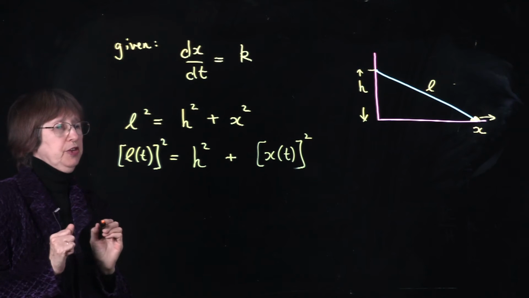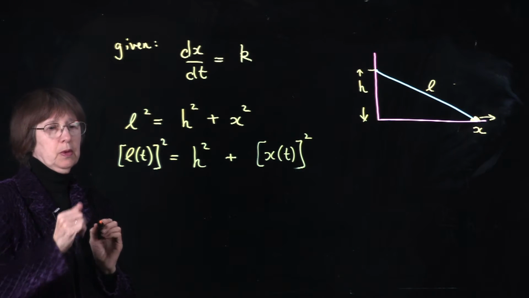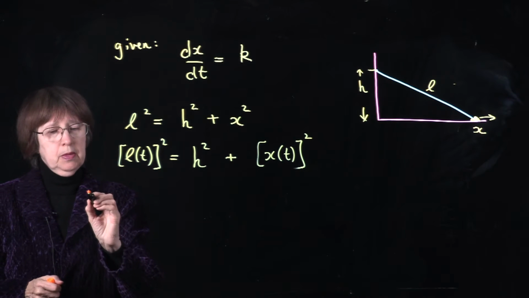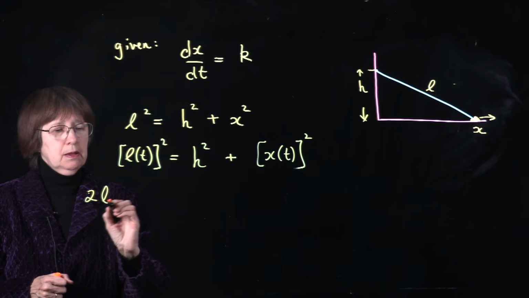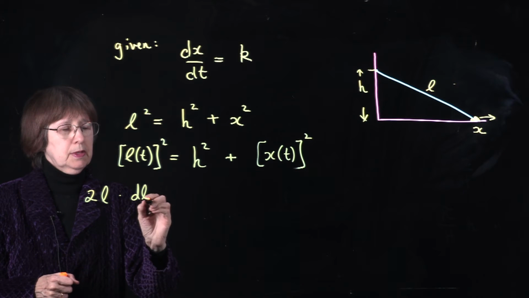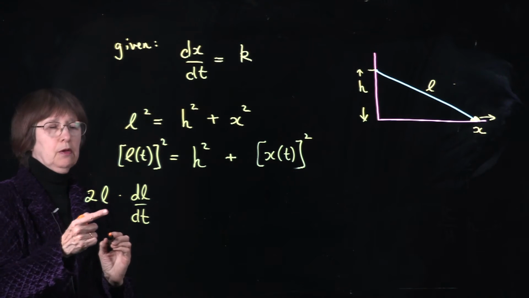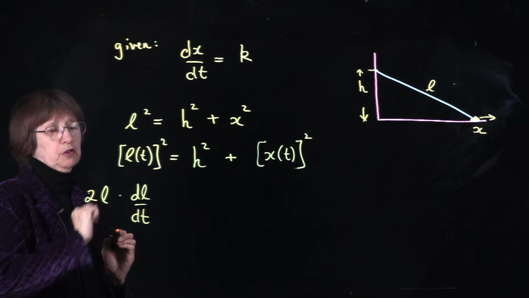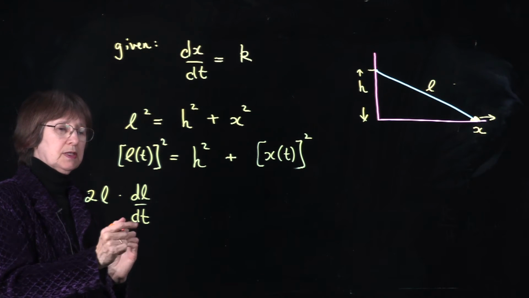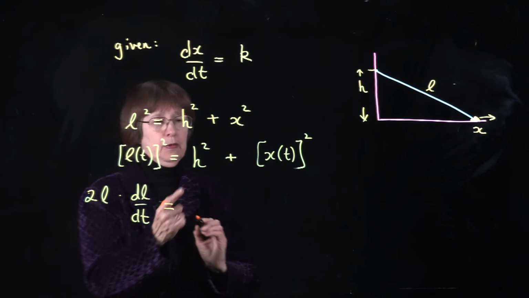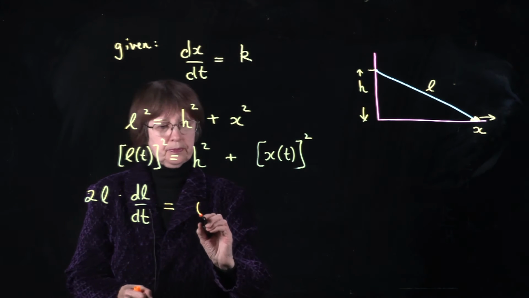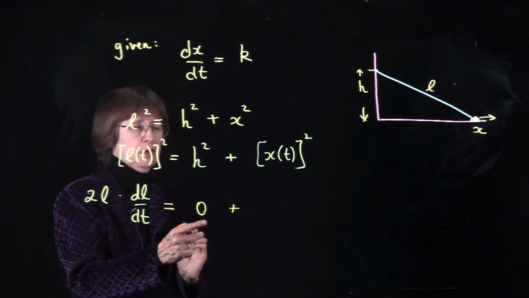Again, when we differentiate, we have to use the chain rule. So on this side, taking the derivative with respect to time, we'll get 2 times L multiplied by dL/dt. The 2L, of course, comes from the power rule applied to this expression as a function of L, and the chain rule gives us this additional factor. On the other side, h is a constant. It doesn't depend on time. We get no contribution from h.